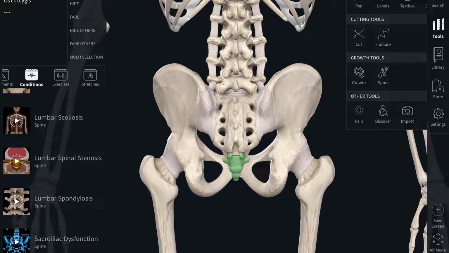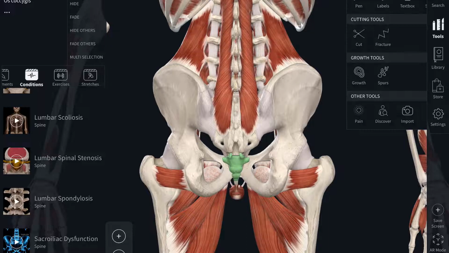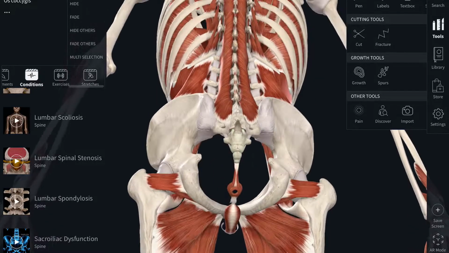While there is a disc in between the sacrum and the coccyx, any movement is extremely limited. The coccyx serves as an important attachment site for the ligaments and many muscles of the pelvic floor. So let's add some of those muscles that connect to the coccyx.